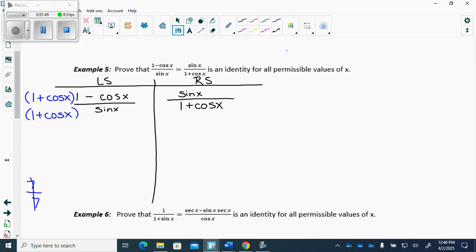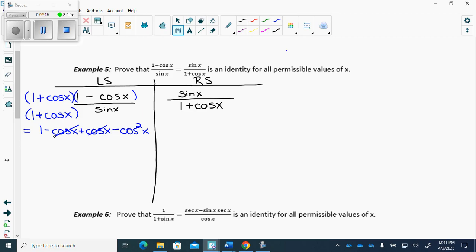Okay. So let's math some stuff. So I know that I can FOIL this, correct? Because it's a binomial times a binomial. So I can go 1 times 1 is 1. 1 times negative cos x is negative cos x. 1 times cos x is positive cos x. Cos x minus cos x is negative cos squared x. The coses cancel. Right? Do you agree?